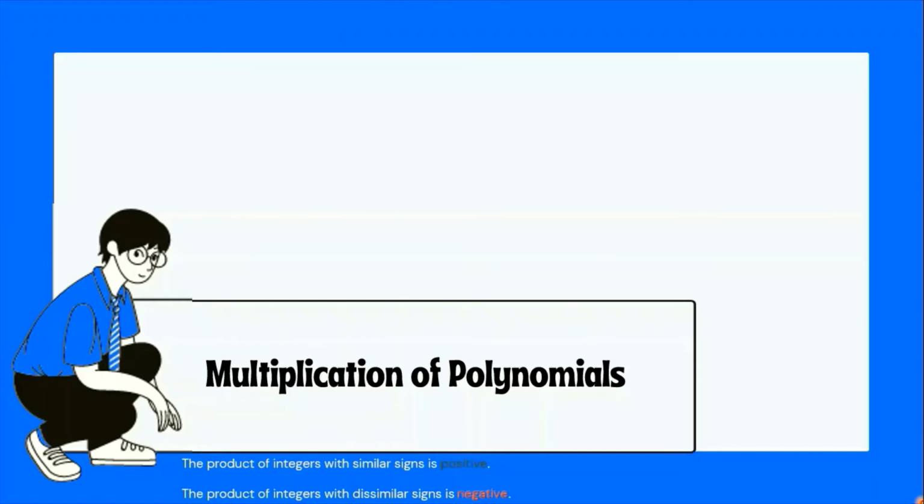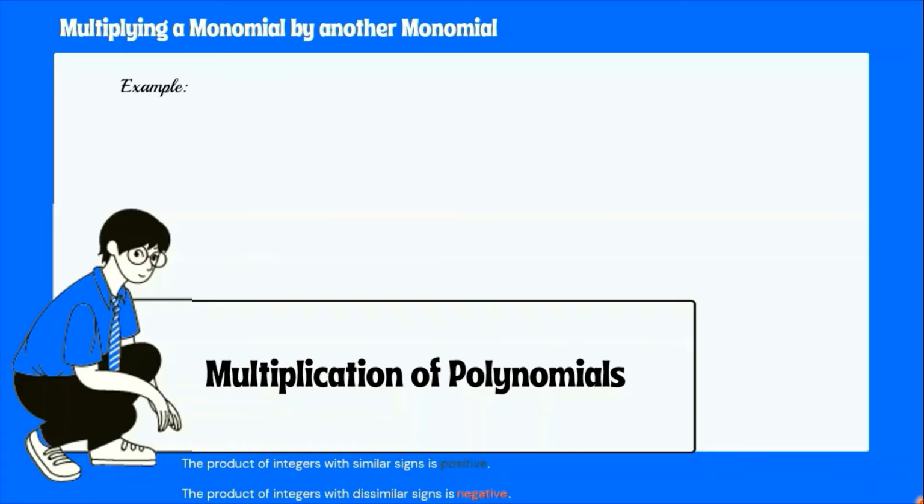With that in mind, let's have an example for multiplying a monomial by another monomial. So, ang monomial ay isang uri ng polynomial wherein meron itong isang term lamang. Mono means 1. So, have an example. Multiply 3xy and 4xz.